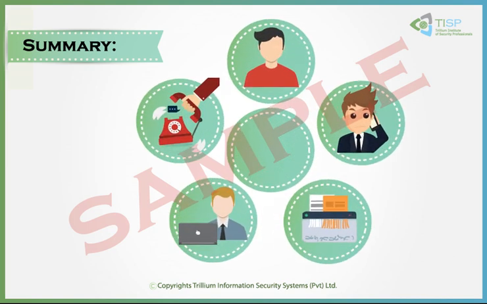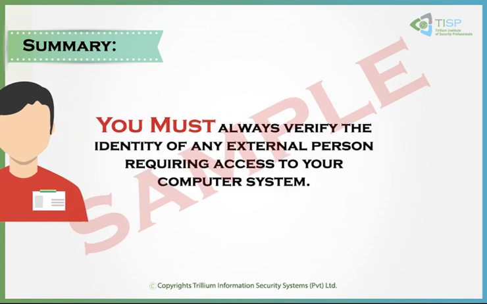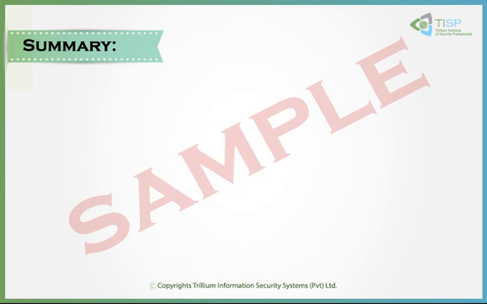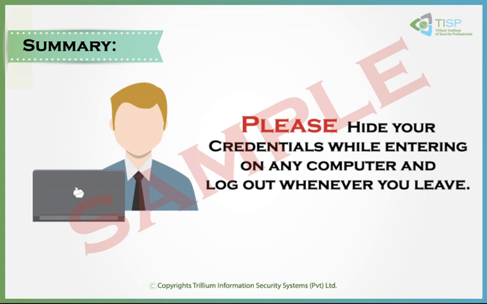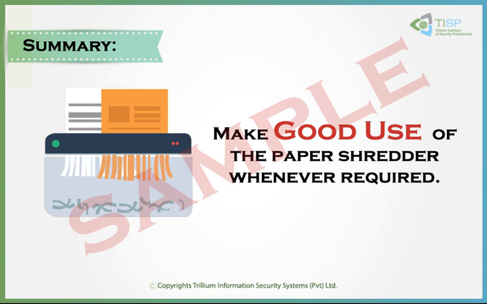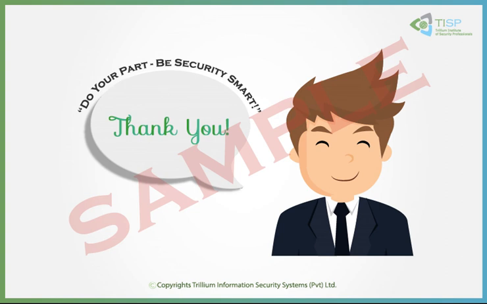So let's see what we have studied so far. You must always verify the identity of any external person requiring access to your computer system. Always cross-check officials' presence in the office. Contact them immediately to verify the identity of the third-party person. Please hide your credentials while entering on any computer and log out whenever you leave. Make good use of a paper shredder whenever required. Do not give out personal information about yourself or organization over the phone or any other online request or in person without proper verification.